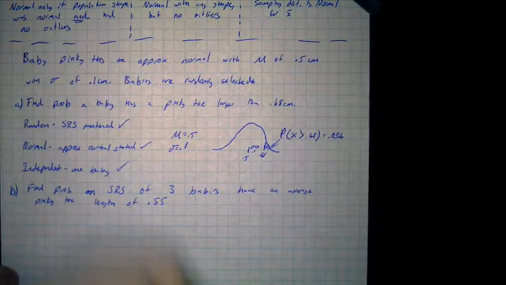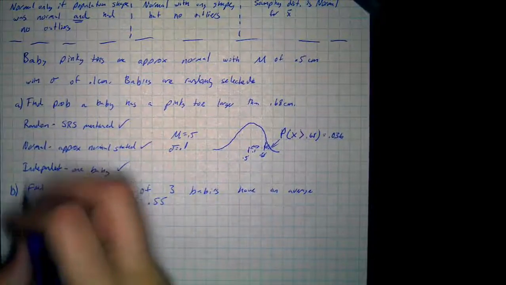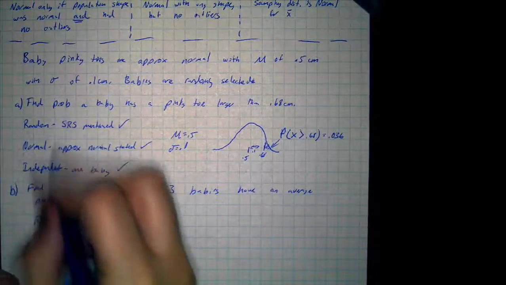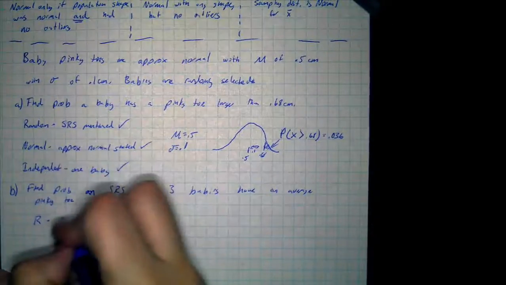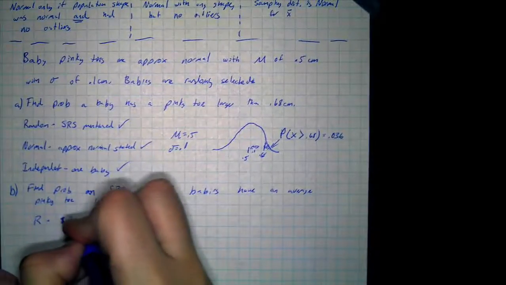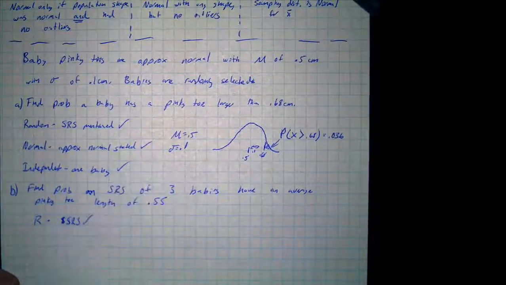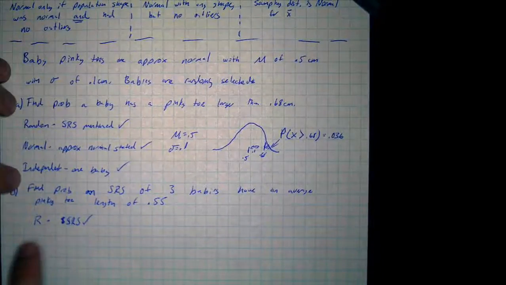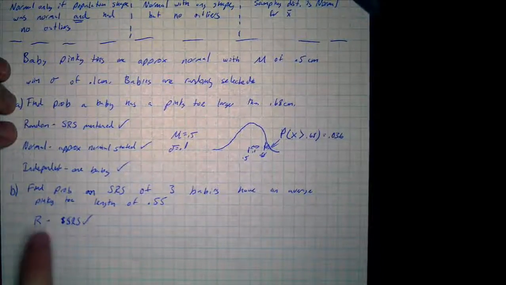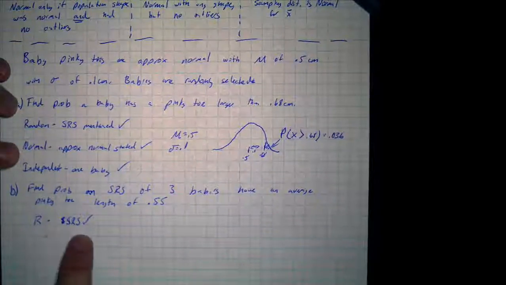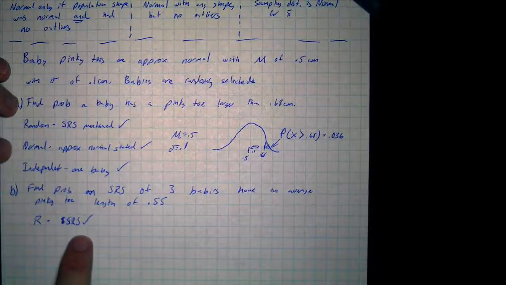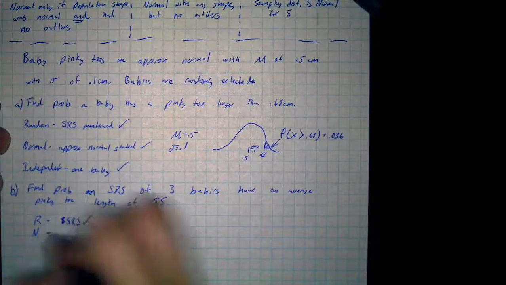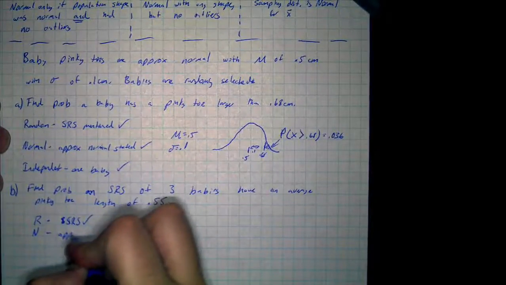So before we check it, we're going to do R and I real quick. R, we've already checked it up here, right? SRS, check. If it's the first time you've done it in a problem, you'll write out random, normal, independent. If it's the second time in a problem, you just do some more abbreviations. N, it says approximately normal. Check.